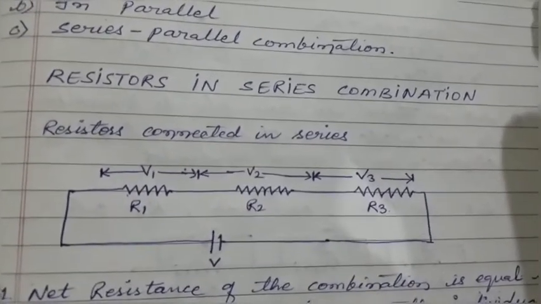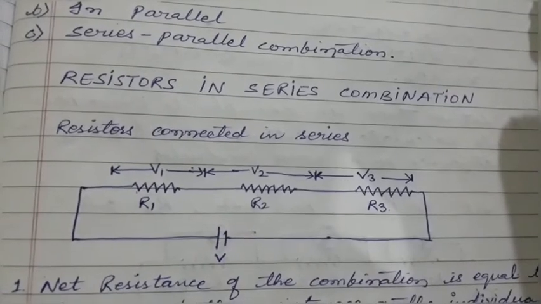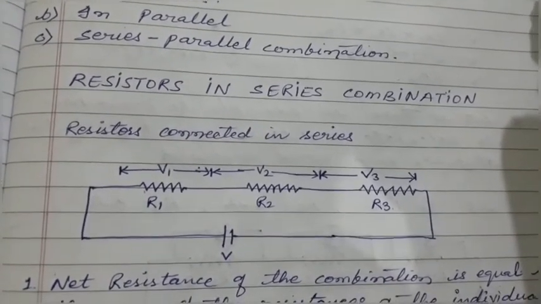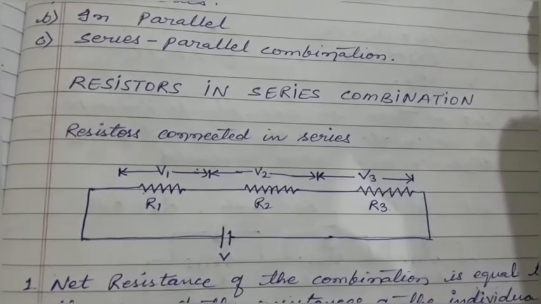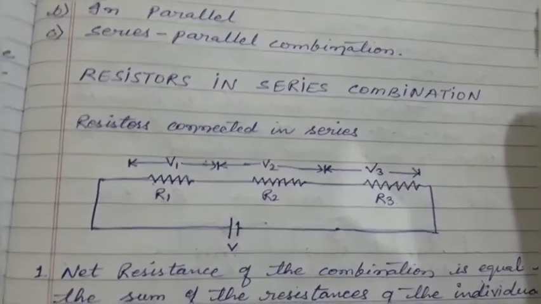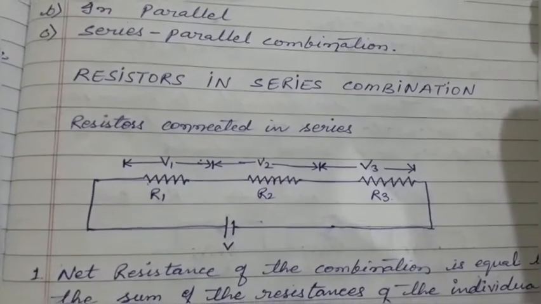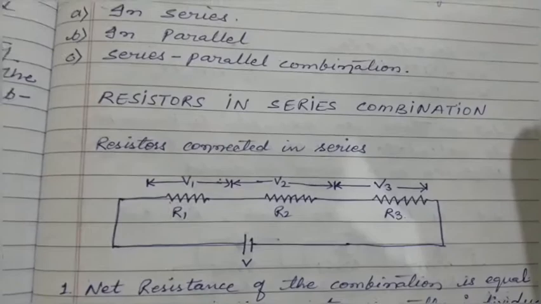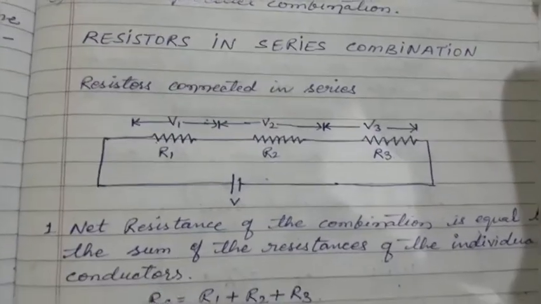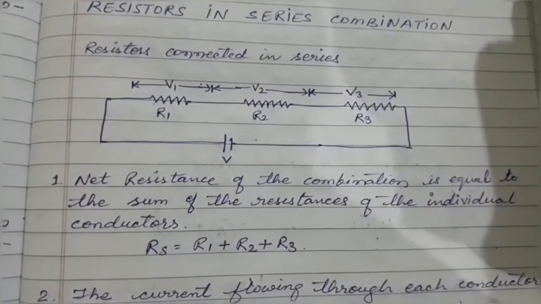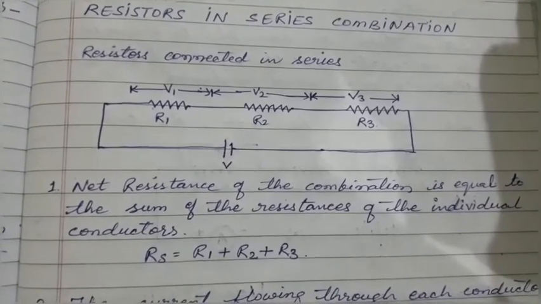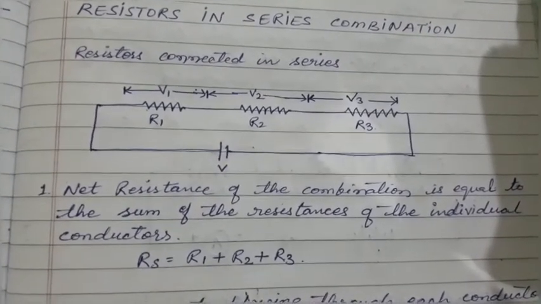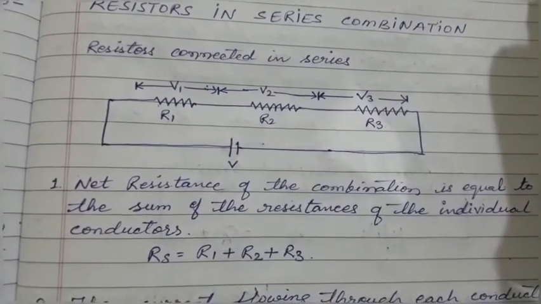Let us see this diagram or connection in which the three resistors R1, R2 and R3 are connected in series with a voltage. Now, what is the total in this? The net resistance of the combination is equal to the sum of the resistance of the individual conductors.